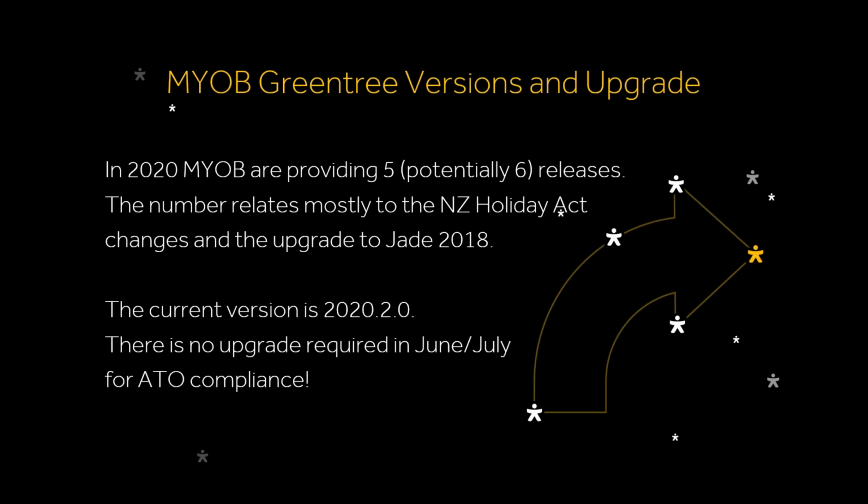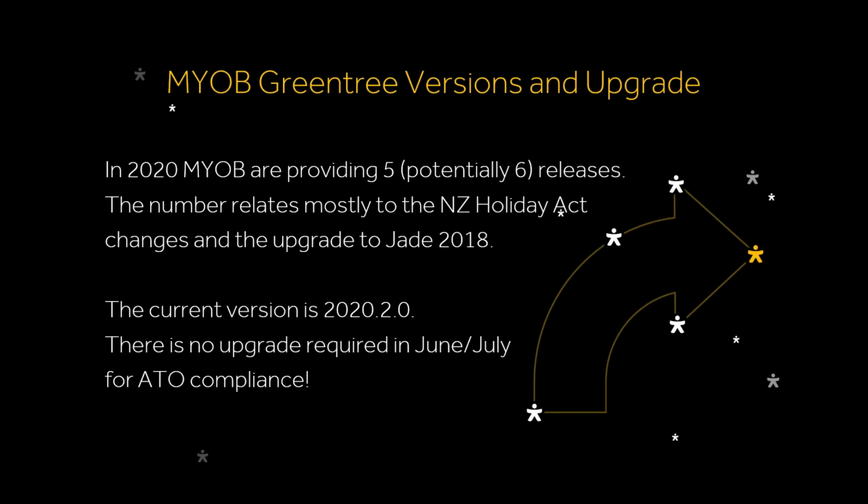So in terms of the upcoming versions and the upgrade path for you, in 2020 there is going to be at least 5, if not 6 releases. That's a few more than what there usually is. The reasons for these relate somewhat to New Zealand, which doesn't impact us, but there's been some very substantial compliance changes that MYOB have had to do in relation to the New Zealand Holiday Act. But also the other reason is that upgrade to the latest version of Jade.